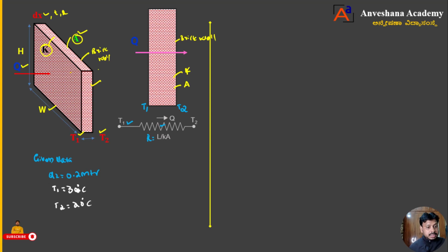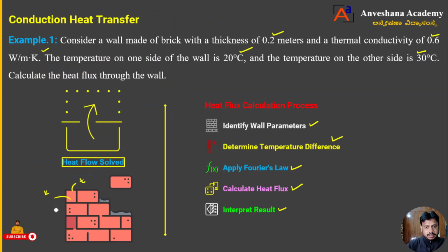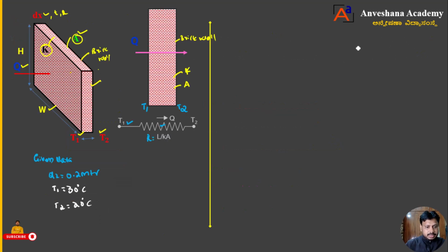The next thing given is the thermal conductivity. What is the thermal conductivity? You can see it here now. He has given 0.6 watt per meter Kelvin. So I will list that out, dear students. The thermal conductivity of the material, which I represent as K, is equal to 0.6 watt per meter Kelvin.